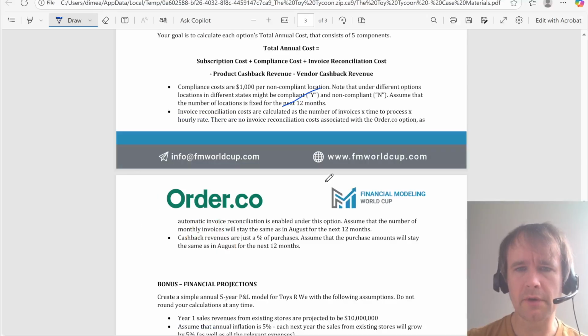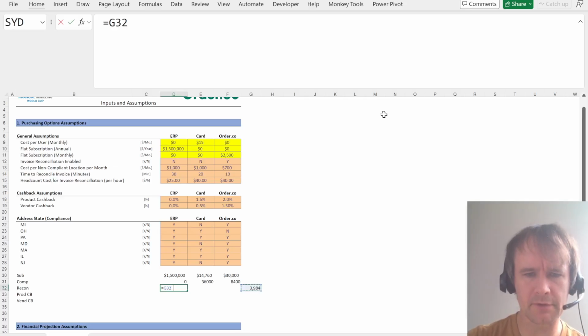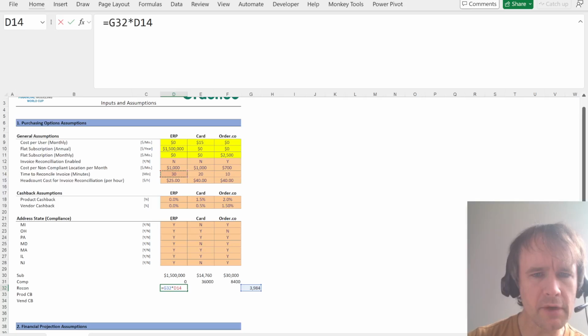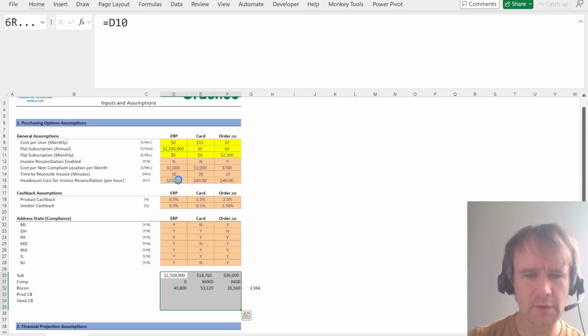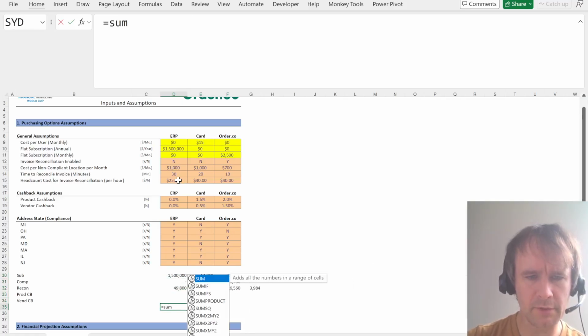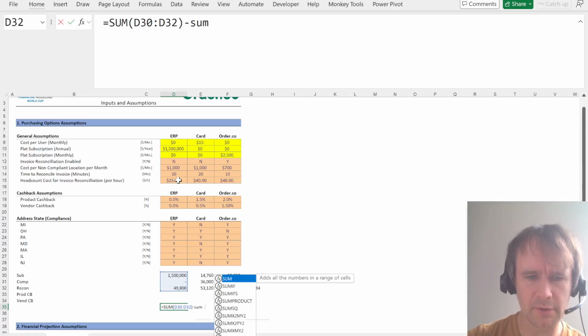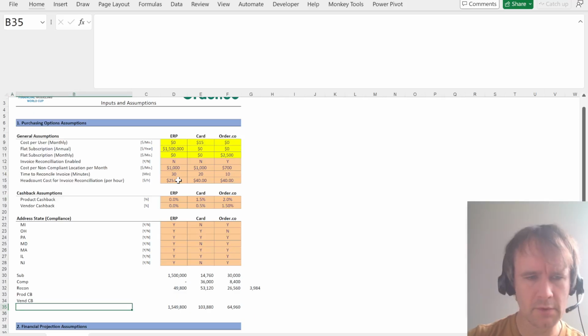So it's, sorry, what? Number of invoices. There we go. Number of invoices times time to process times hourly rate. So this times time to reconcile in minutes, okay, times hourly rate divided by 60 to convert the minutes to hours. I think that's what we want. I'm not totally sure. Let's just format all of these. Format, comma, 0 decimal places. So it's going to be sum of these minus sum of these. Just call that net.